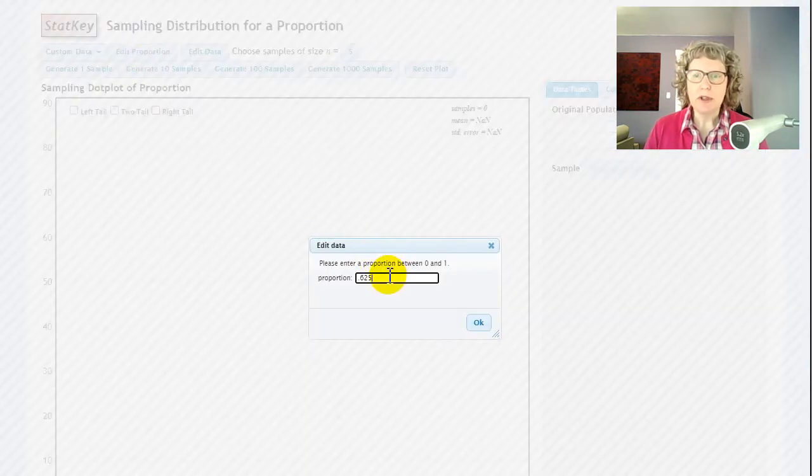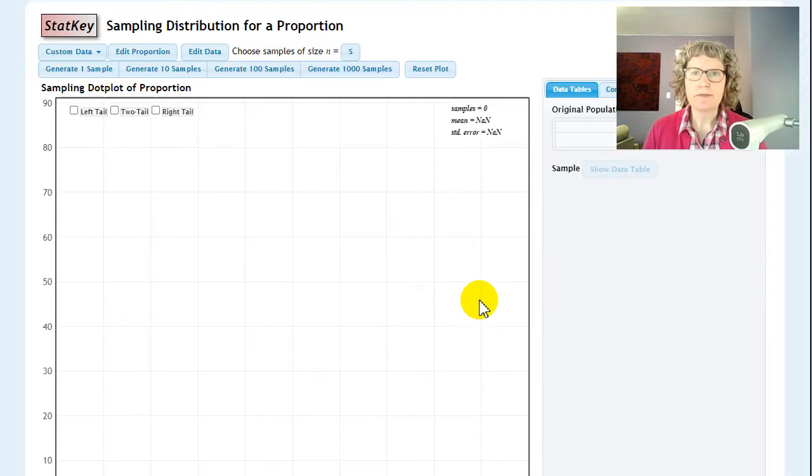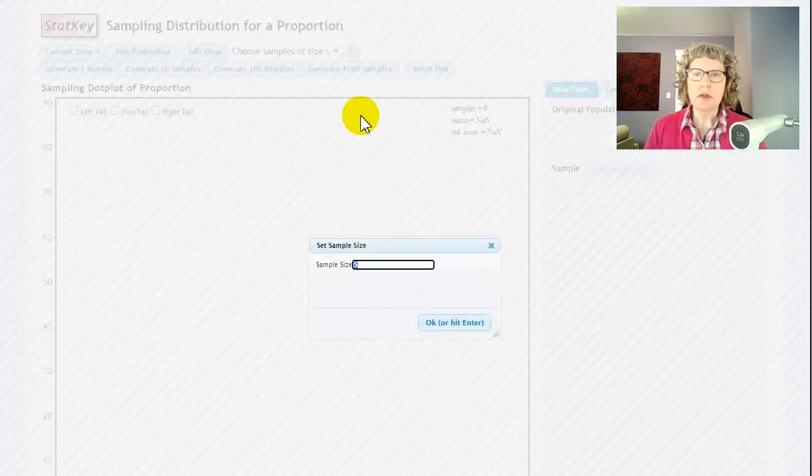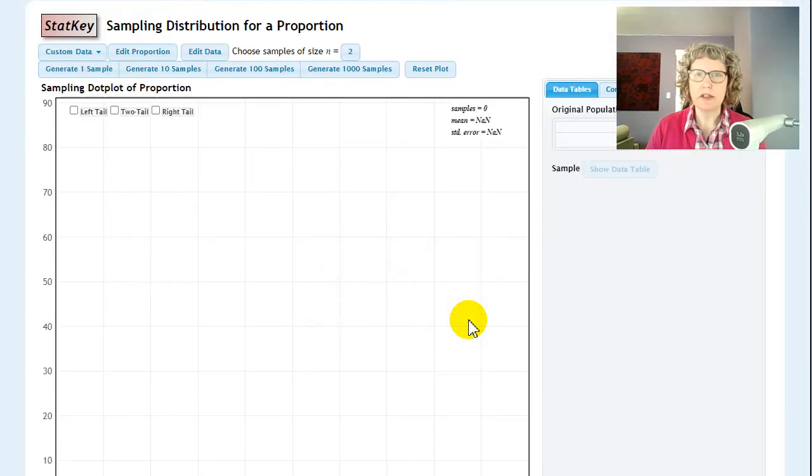And I'm going to put in, actually I already did, the one that we used in our experiment, which was 0.625. That way, by doing a lot more samples, we can see what the histograms should look like. And then you can also adjust your sample size here. So let's just for fun start with 2, and see if we did a lot more than 10, what we would come up with.